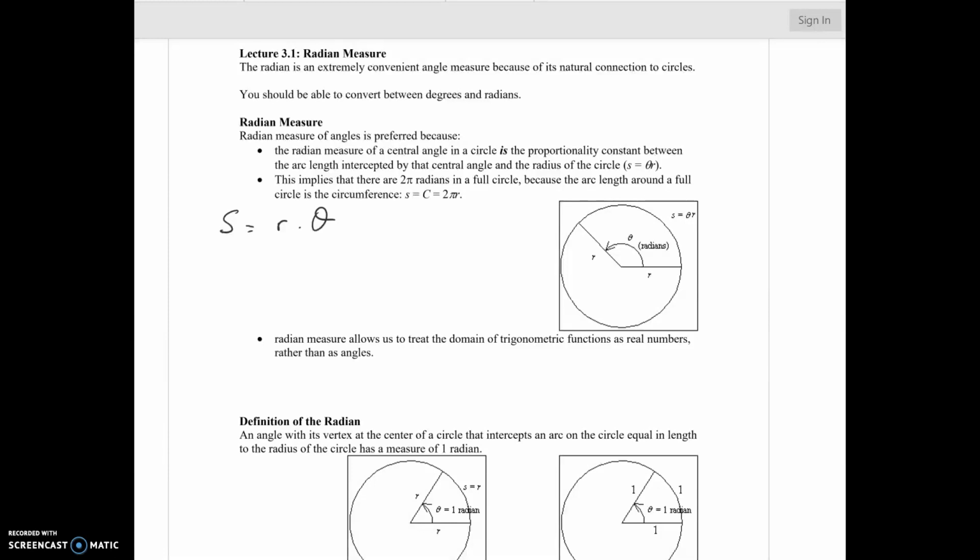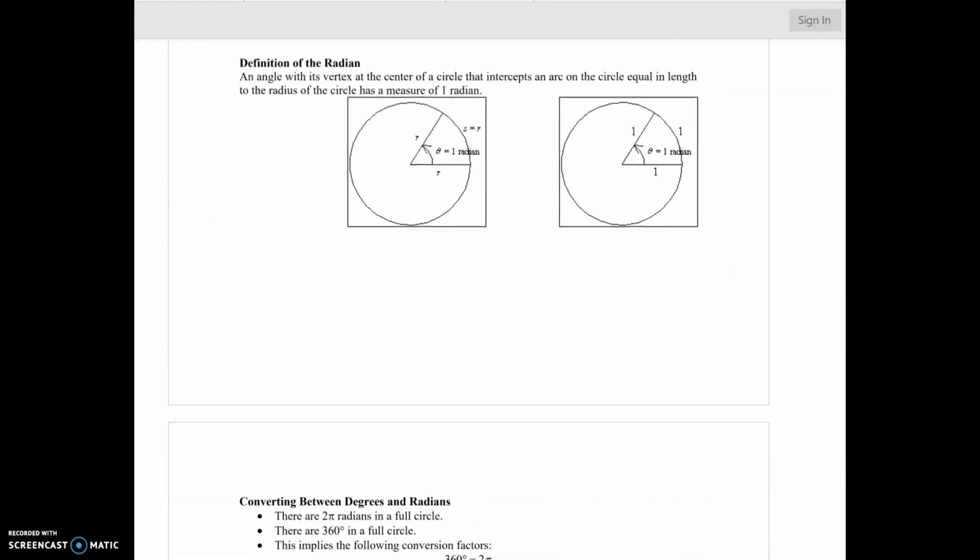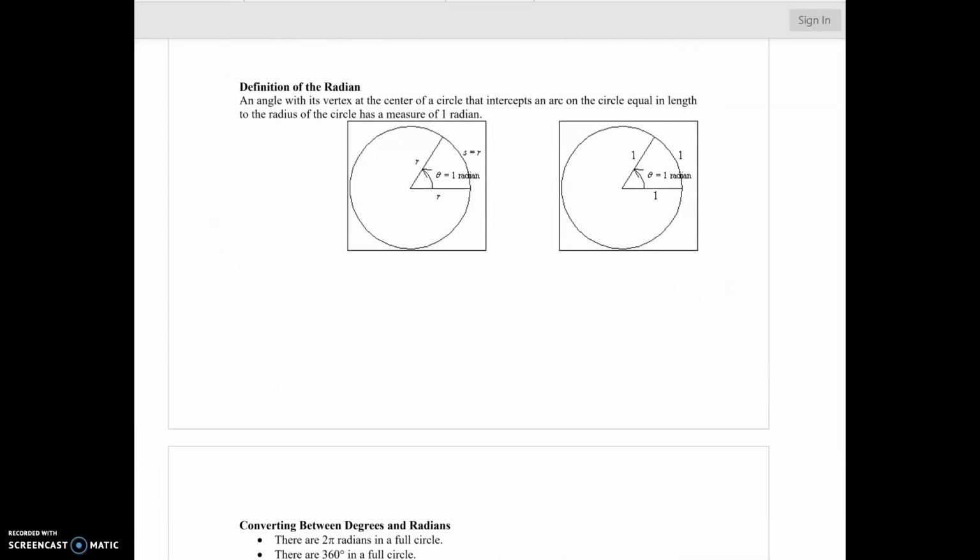Obviously, if you are going around the whole circle, your angle becomes 2 pi, and therefore S will be equal to R multiplied by 2 pi. Most of the time, you will see that written as 2 pi multiplied by R. Now, of course, remember, theta has to be in radians. Therefore, you must know how to convert degrees into radians.